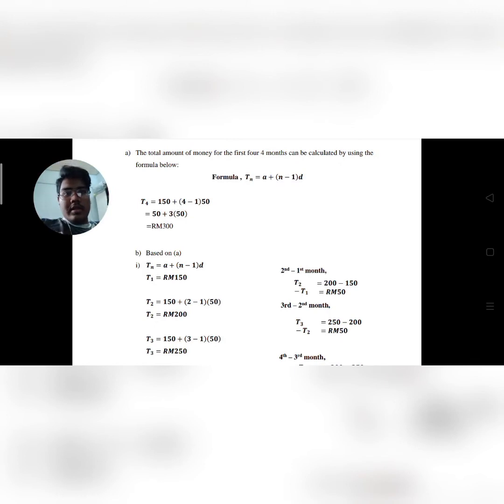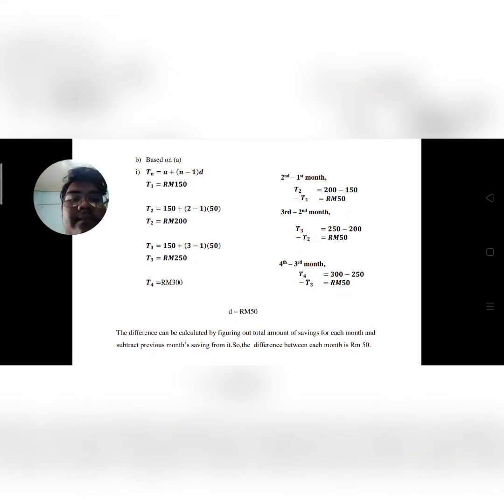To calculate the amount of money for the first 4 months, just substitute A equal to 150, N equal to 4, minus 1, and D equal to 50, and you will get RM 300. To calculate the difference between each month, you must figure out the total amount of saving for each month and subtract the previous month's saving from it. So the difference between each month is RM 50.